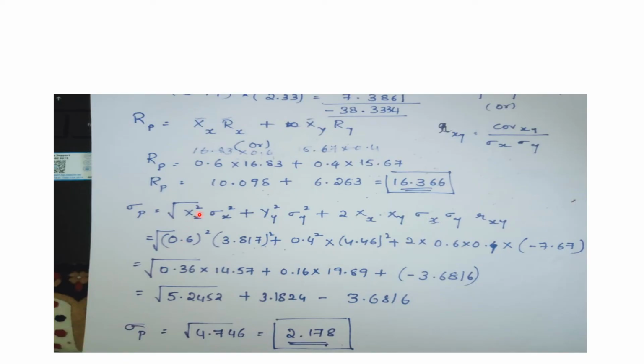So it is x square, it is 0.6 the whole square, that is 60% of x stock, and the standard deviation we have found out, that is 3.817, make it whole square, plus y square, that is 0.4 whole square into standard deviation y square, that is 4.46 whole square, plus 2 into x, that is 0.6, y, that is 0.4, 40%, into standard deviation x into standard deviation y r xy, that is the covariance, minus 7.67.